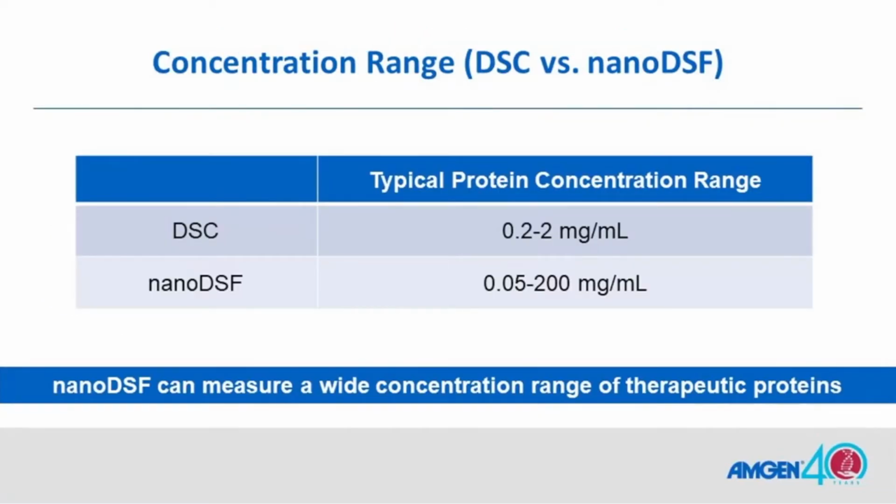Now let's take a look at the concentration range. For DSC, the typical protein concentration range is 0.2 to 2 mg per ml. For nanoDSF, the typical protein concentration range is 0.05 to 200 mg per ml. NanoDSF can measure a wide concentration range of therapeutic proteins.